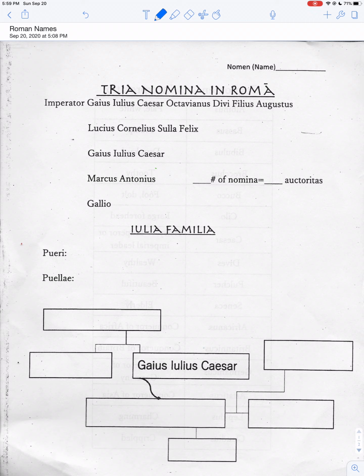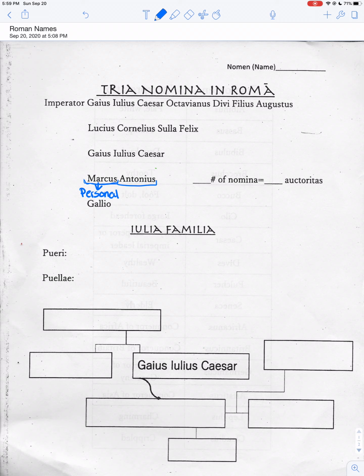Let's go to Marcus Antonius. Let's start there. So we have Marcus, and then we have Antonius. This one looks pretty similar to our names. If you think about it, we all have at least two names. What would you call your first name? What would that be to you? That would be your personal name. So you alone have that name, and that gives you your sort of identity.